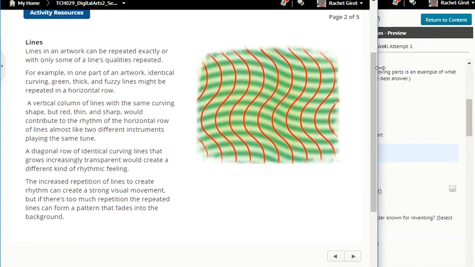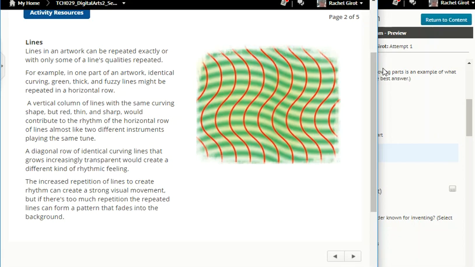Lines. Lines in an artwork can be repeated exactly or with only some of a line's qualities repeated. For example, in one part of an artwork, identical curving, green, thick, and fuzzy lines might be repeated in a horizontal row. A vertical column of lines with the same curving shape but red, thin, and sharp would contribute to the rhythm of the horizontal row of lines, almost like two different instruments playing the same tune.